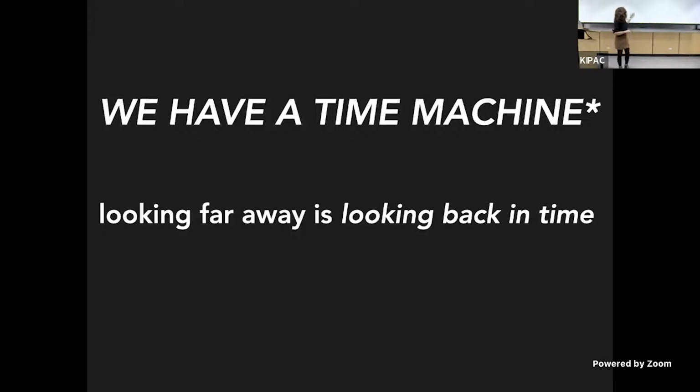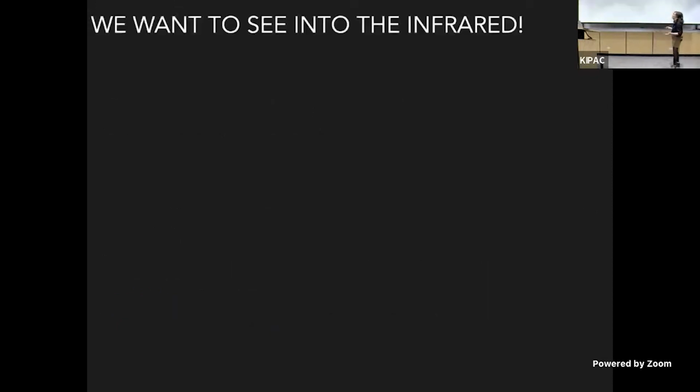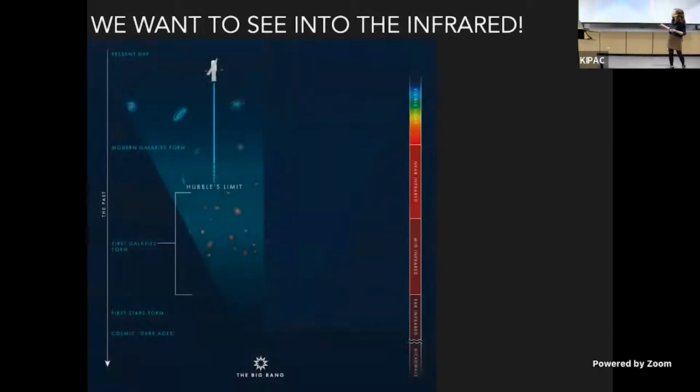And so what this means is that we have a time machine, we can look far away to look back in time, but it's a time machine with a big asterisk, basically, because the further away we want to look, the redder the light we have to look at. And so this means that we want to see into the infrared to be able to see the very beginning of the universe.